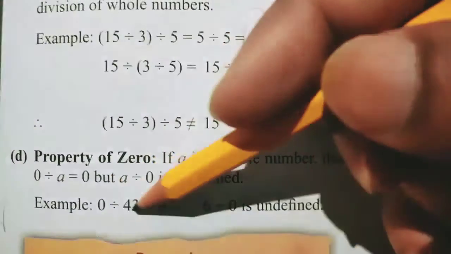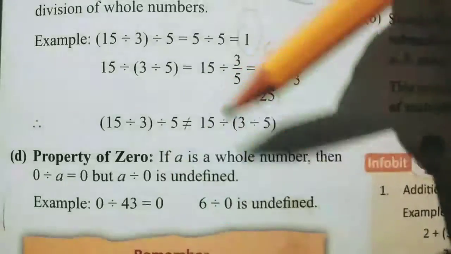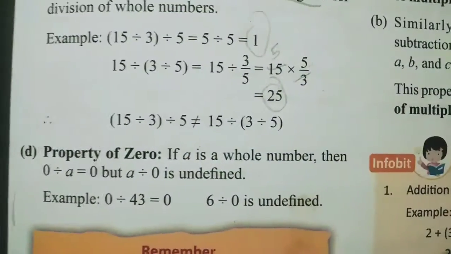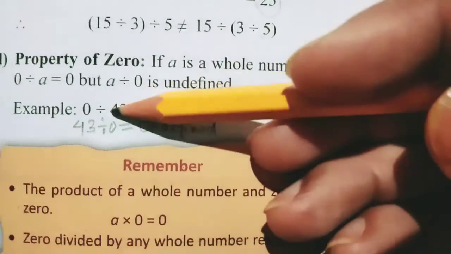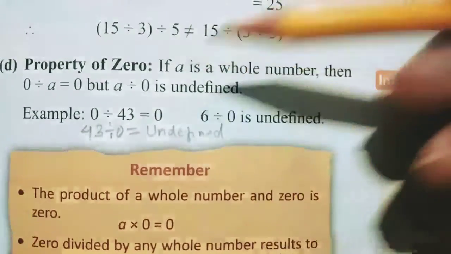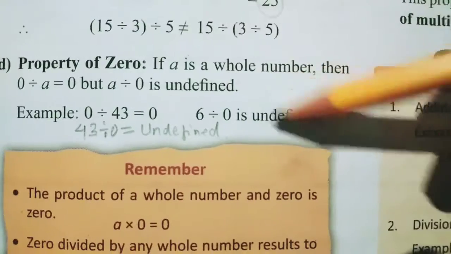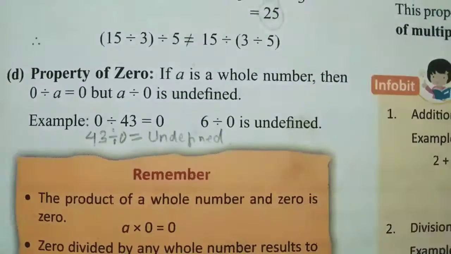That means 0 divided by 43 is 0. We got the answer 0. But again, if we do 43 divided by 0, then it is undefined. We cannot divide any number by 0. Here also 6 divided by 0 is undefined, because we cannot divide 6 by 0. So this is the property of 0.